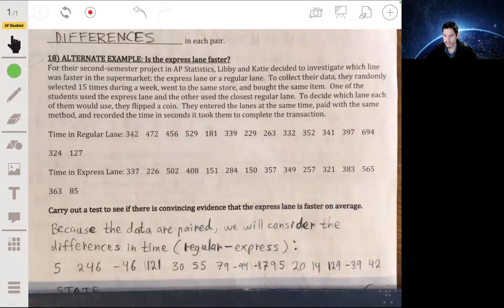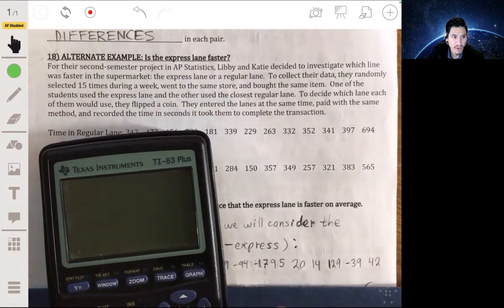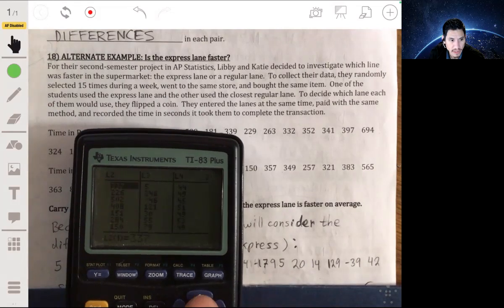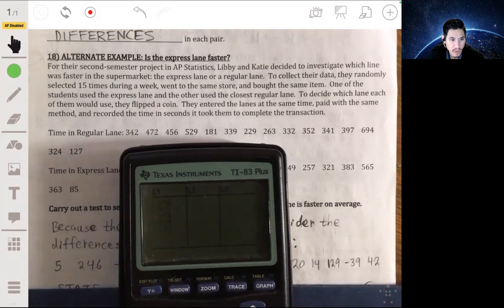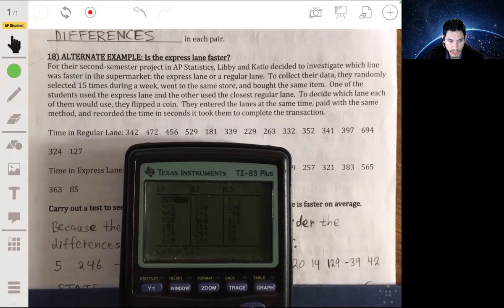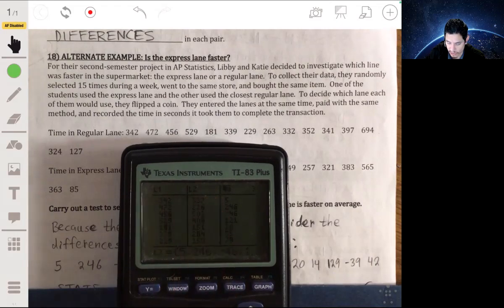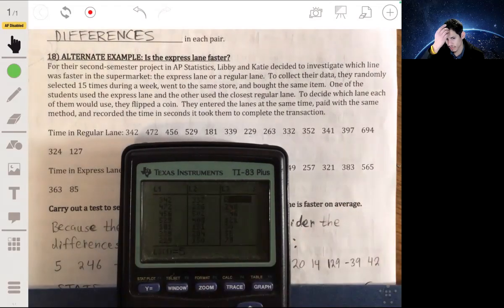So regular minus express. For my calculator, what I did is I put the data in my list 1 and 2. So regular lane is list 1, express lane is list 2, and then in list 3, I did list 1 minus list 2. So what I did is I highlighted L3, I typed L1 minus L2, and it's going to populate my list with the differences.